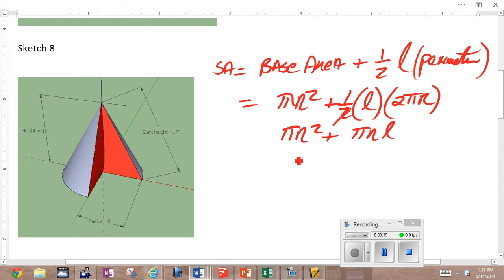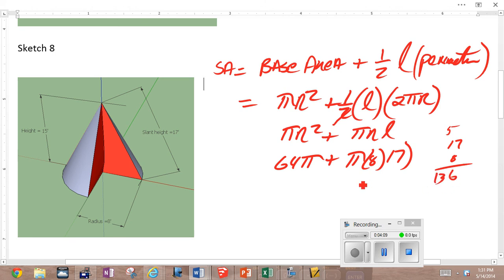So just plug the values in. R is 8, so that's 64 pi plus pi times 8 times 17. 8 times 17 is, let me do that out over here to make sure, 8 sevens are 56, and that's 136. So 136 pi plus 64 pi makes this an even 200 pi square units, square feet. All right, so that's that.